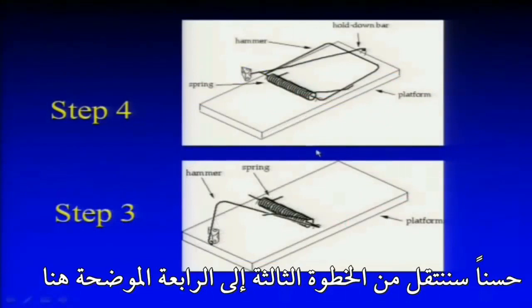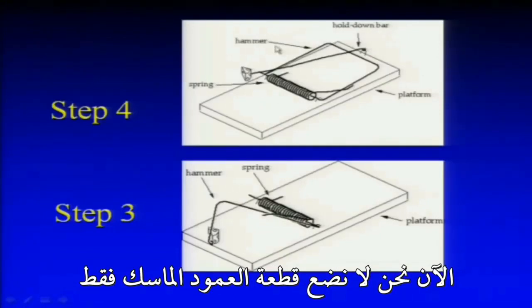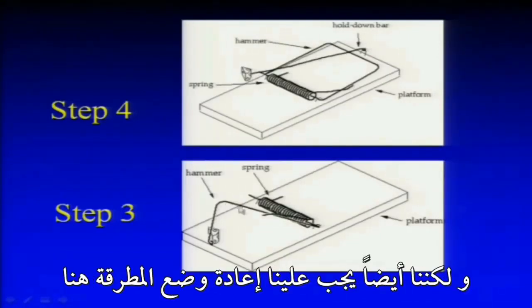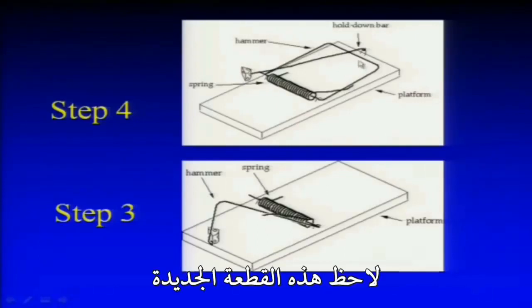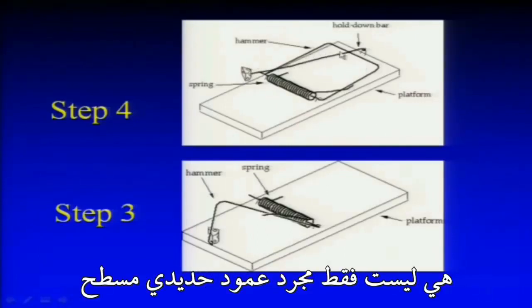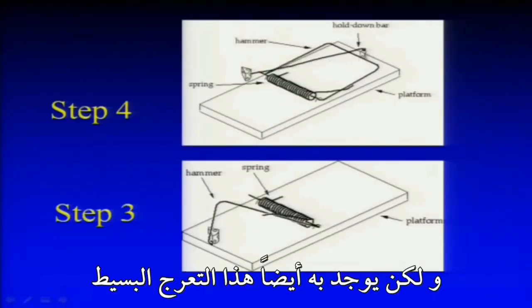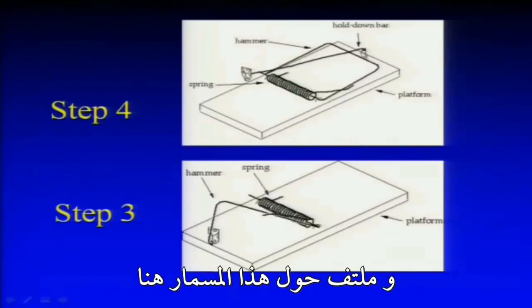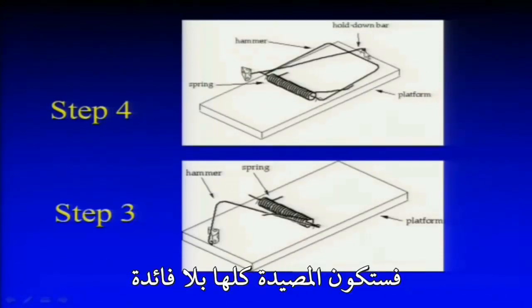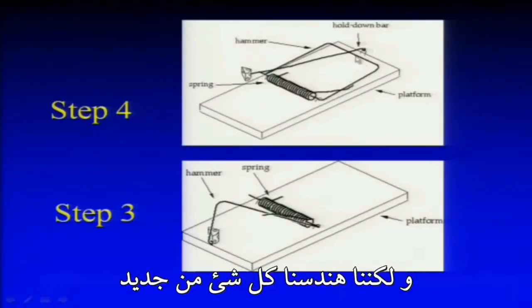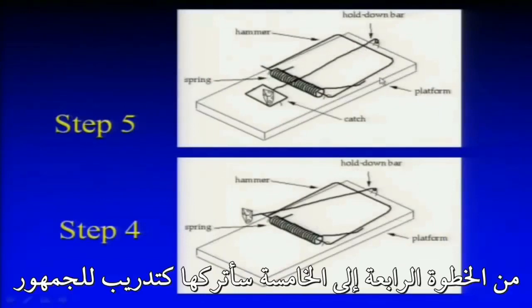Okay, we go from step 3 to step 4. This is the last one I'll show you here. Now we're not only adding a piece, the holding bar here, but we also have to rearrange the hammer here in order to lengthen it and give it a couple more bends and so on. Not only that, notice that the new piece is not just a flat metal bar. It's got this little curl on it, and it's hooked around this staple here. If it wasn't for that little curl, this whole trap would be useless. So not only do we have an extra part, we have re-engineering all along the way. And step 4 to step 5 I leave as an exercise for the audience.